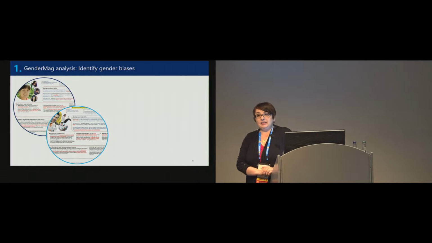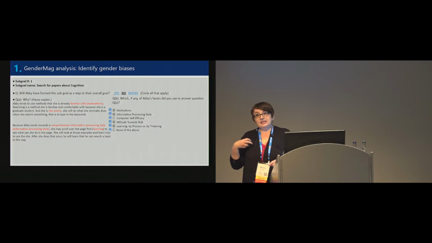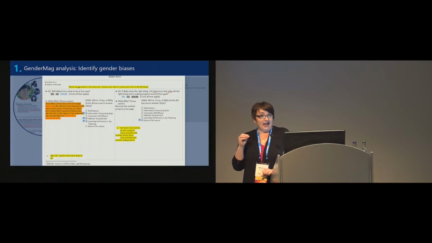conducted GenderMag analysis using the toolkit downloaded from the website. We used the Abby and the Tim personas, and they customized them to suit the purposes of academic search, developed scenarios with some of the tasks that people would want to accomplish that would be possible on Microsoft Academic, and then walked through these scenarios broken down into sub-goals and actions, which are specific steps a user could take to accomplish those scenarios.